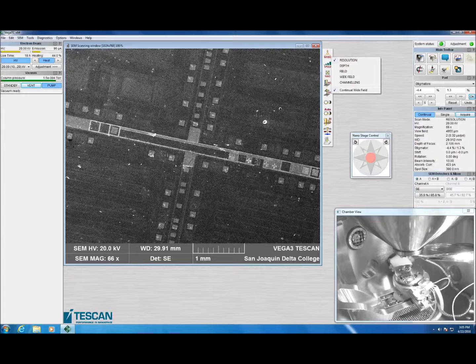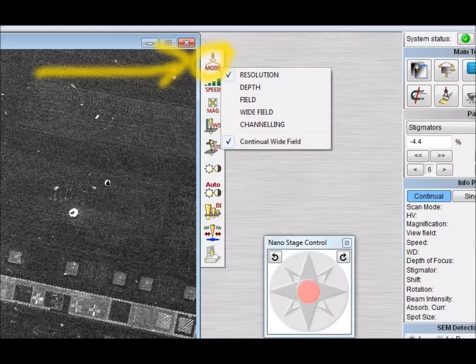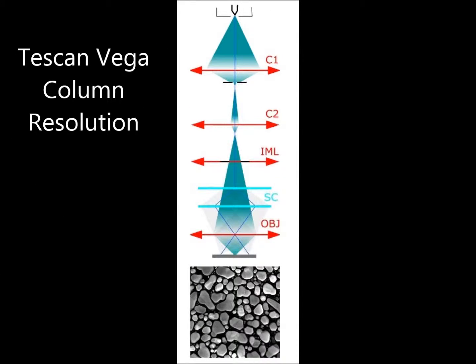Once the software is launched and you have your vacuum pumps and your HV up and running, you will want to look for the icon called mode, located right here on the top right. After moving your mouse cursor to the icon, a list of different modes will appear, and then select which mode you want to choose. For this case, we're going to choose the resolution mode as our first choice.